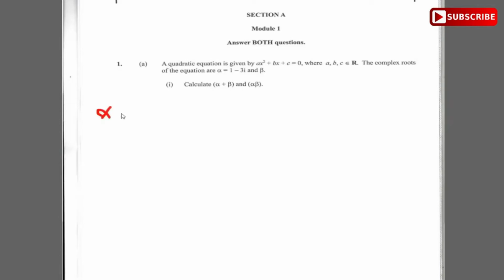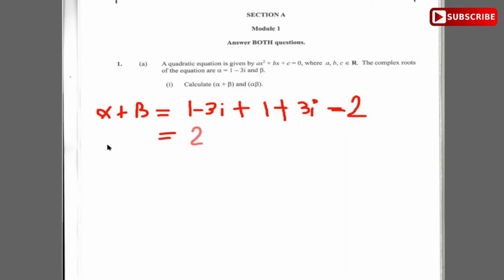So we can say alpha plus beta is equal to 1 minus 3i, that's for alpha, and we know what beta is. It's going to be plus 1 plus 3i. So we work out 1 minus 3i plus 1 plus 3i. That will give us alpha plus beta. 1 plus 1 is 2, and then minus 3i plus 3i is 0. So alpha plus beta is 2. That's how you get alpha plus beta.